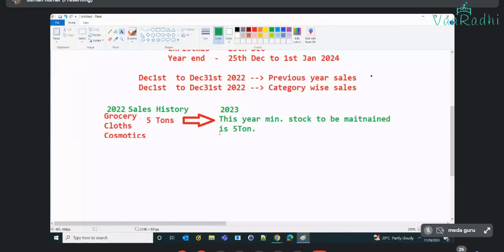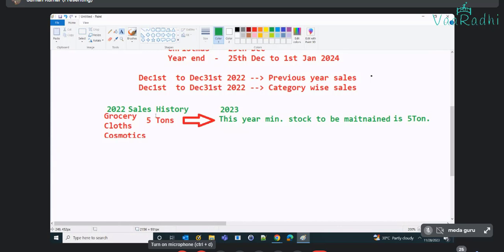Through the sales history, by analyzing their sales history, they are concluding that this year the minimum stock to maintain is 5 ton. Okay. And what will be their target, guys? Minimum stock to be maintained is 5 ton. And if I am the retail supermarket owner, I'll take out this historical data.